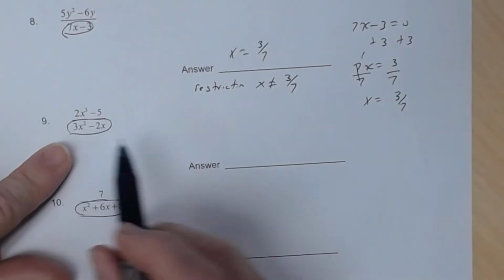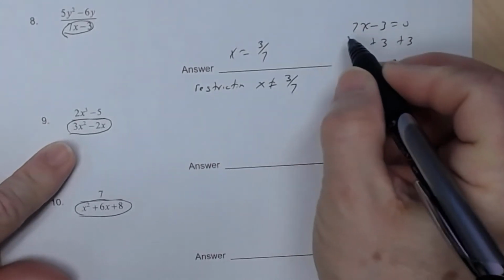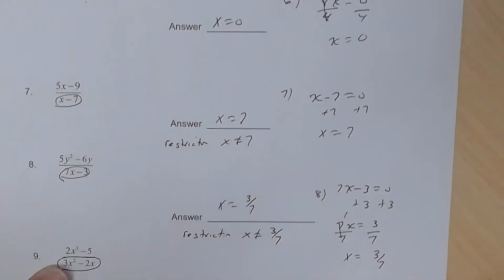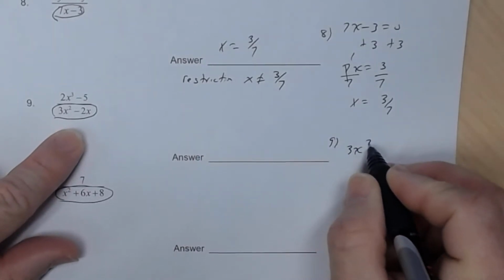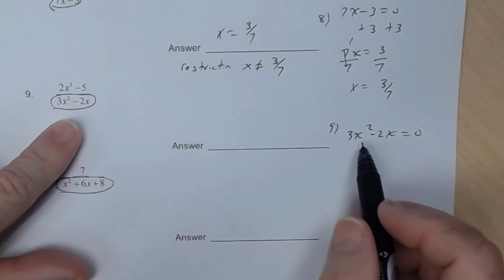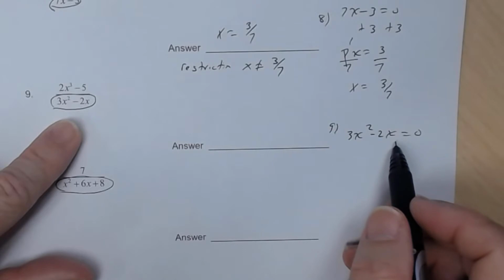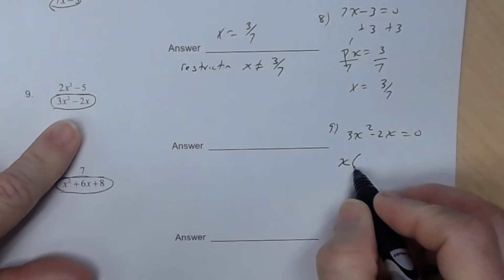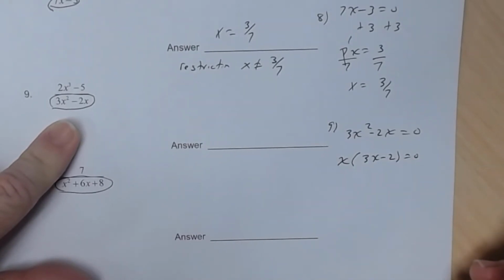All right, now over here, for number 9, so this was number 8, and this was number 7, and this was number 6. Number 9, this time if you look at your denominator, I have this, and I said equals 0, but notice this time this is a quadratic equation. So I'm going to factor this quadratic equation. I'm going to go ahead and factor out an x. I get x times 3x minus 2 equals 0.